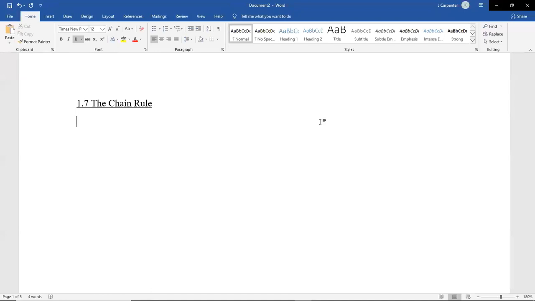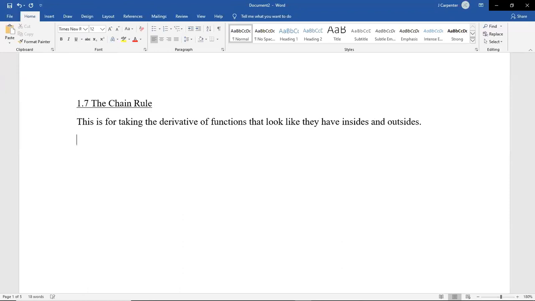So this is going to be, again, for functions where there's like an inside and an outside. This is for taking the derivative of functions that look like they have insides and outsides. That's the way I like to kind of describe it vaguely. Like there's one function inside of another function, and you can see it.